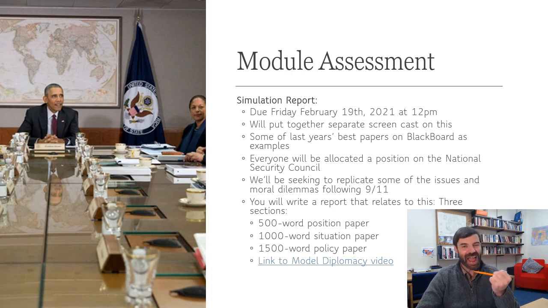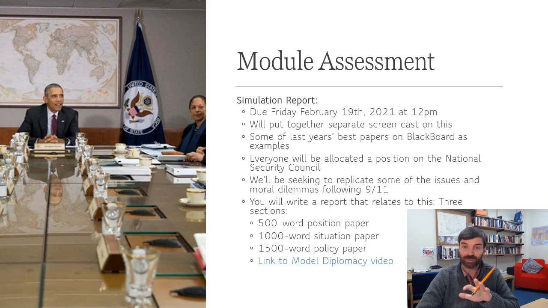The situation paper should be roughly 1,000 words and gives an overview of the situation we're looking at as you see it, and a discussion on the policy options that the president should be considering. So laying out option A, B, and C. How should the president, or what sort of things should the president be thinking about?